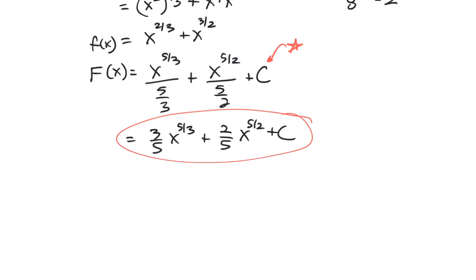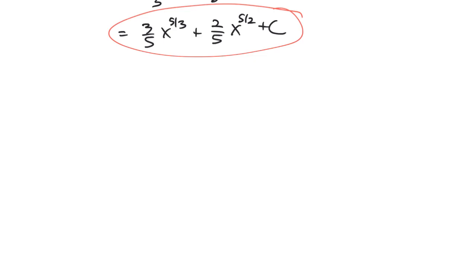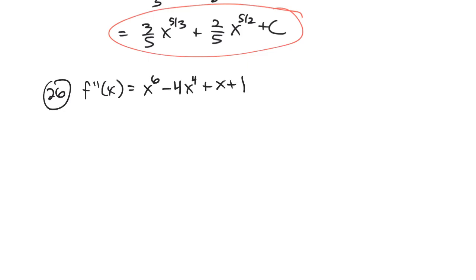And then these get better and better. Remember, at this point, we're a little bit limited. We have a handful of antiderivatives we know. Mainly, we're going to be using the power rule a bunch of times. And then they're going to ask us things like 26, where 26 says f double prime of x equals x to the 6th minus 4x to the 4th plus x plus 1. So they want us to find f of x. So it says find f, right? That's what they mean, find f of x.